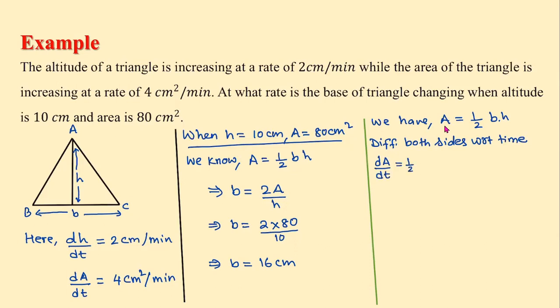equal to half, on the other side is a constant. And to find the derivative here, we use the product rule. First function b times the derivative of second, dh over dt, plus second function h times the derivative of first, which is db over dt.